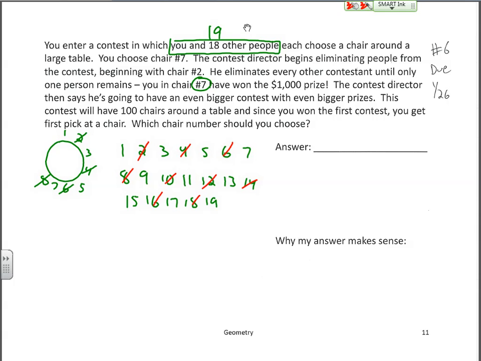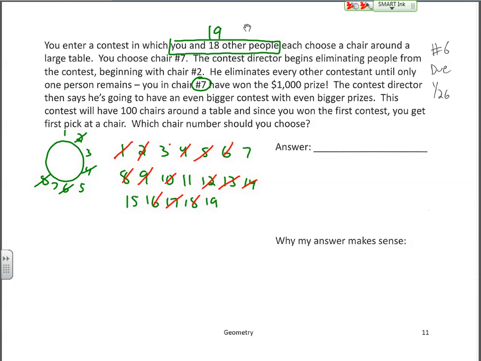All the even numbers get kicked out, right? And since this is in a circle, player number 1 is sitting next to number 19, so we're going to skip over 19. 19 is safe, and 1 gets eliminated. 2's already gone, so the next person, 3, is safe. 5 is gone. 7 is safe. 9 is gone. 11 is safe. 13 is gone. 15 is safe. 17 is gone. 19 is safe.